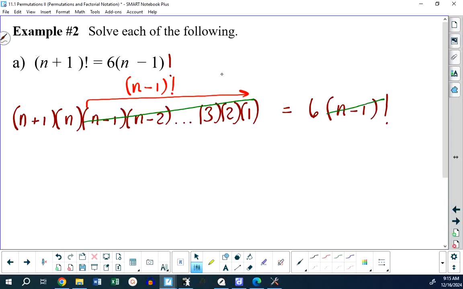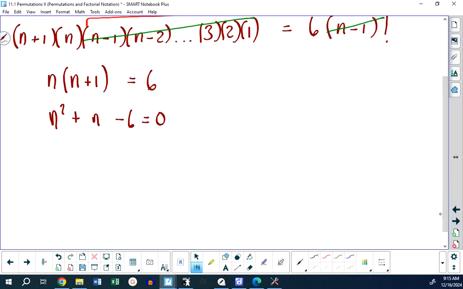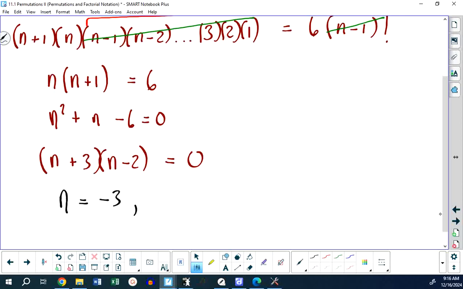And what you're left with now is n times n plus 1 equals 6. You're left with a grade 11 equation. I say grade 11 because it's going to be quadratic. We distribute the n through multiplication, and we get n squared plus n minus 6 equals 0. Now you're in very comfortable territory. I think that's factored correctly. So mathematically, you're getting n is equal to negative 3 and n is equal to positive 2.